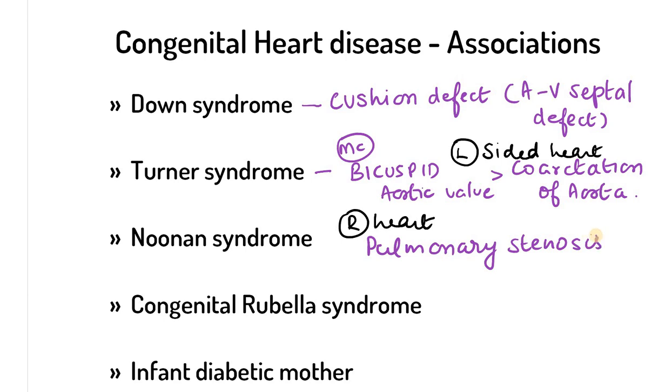Then comes a very important intrauterine or TORCH infection called congenital rubella syndrome. What is the most common heart disease? The most common heart disease is PDA, or patent ductus arteriosus. Many times a repeated question.